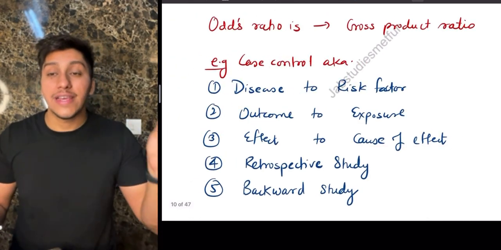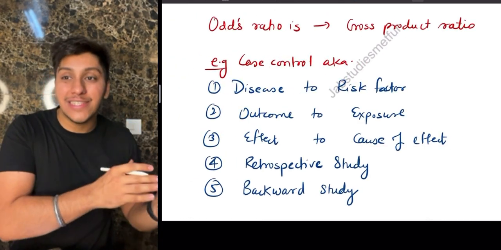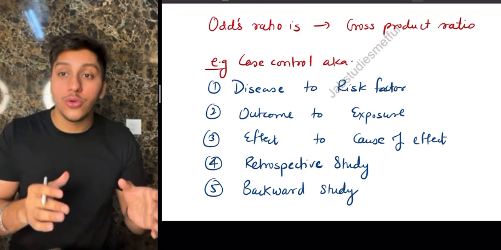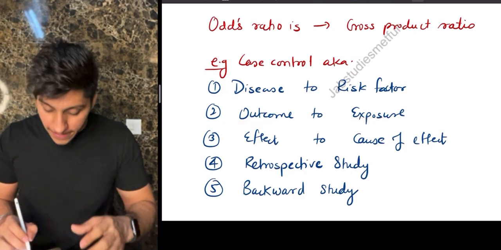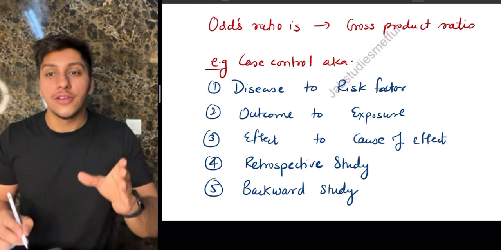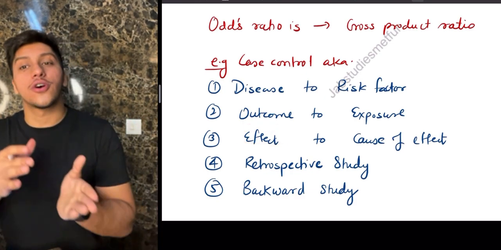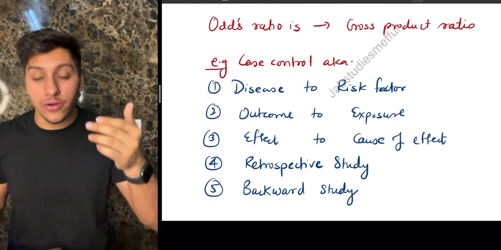So remember, case control is going backward. So disease to risk factor. Case control is also known as outcome to exposure. Exposure is the risk factor. Effect is going to be the final product. So effect to cause of effect. These are also the names of case control.